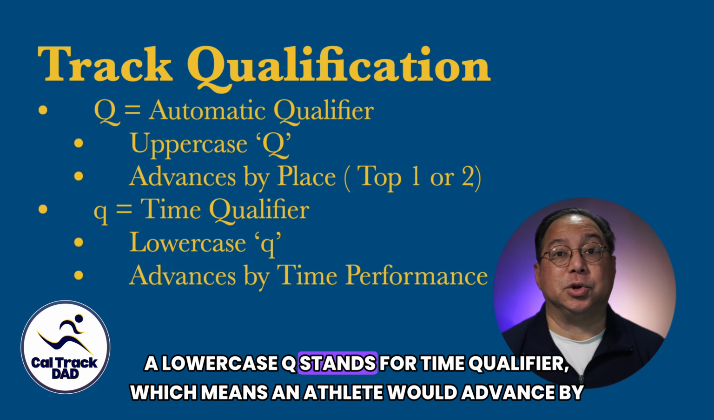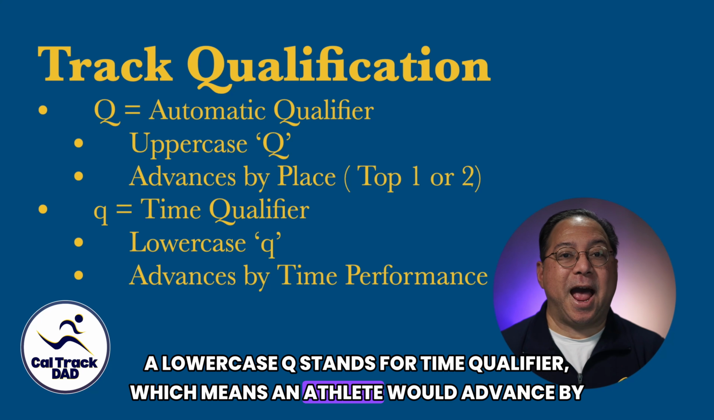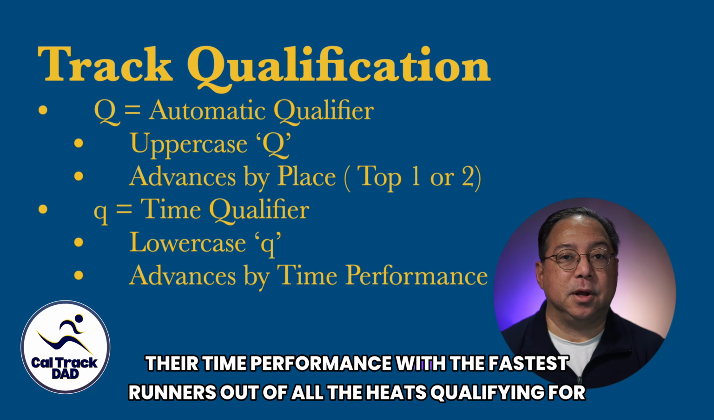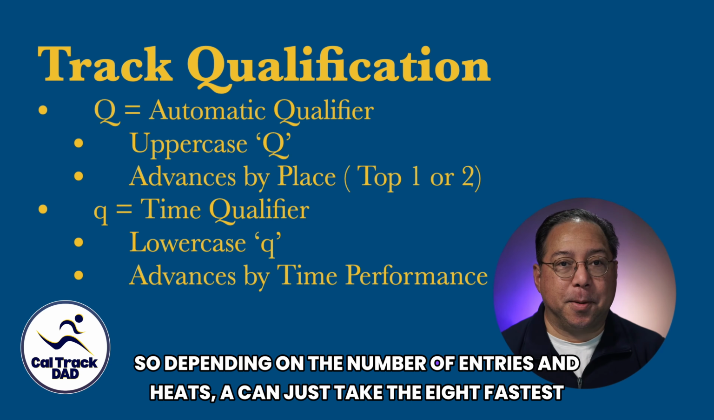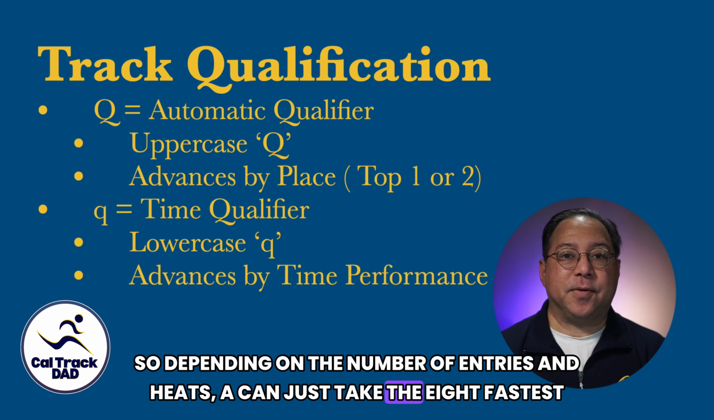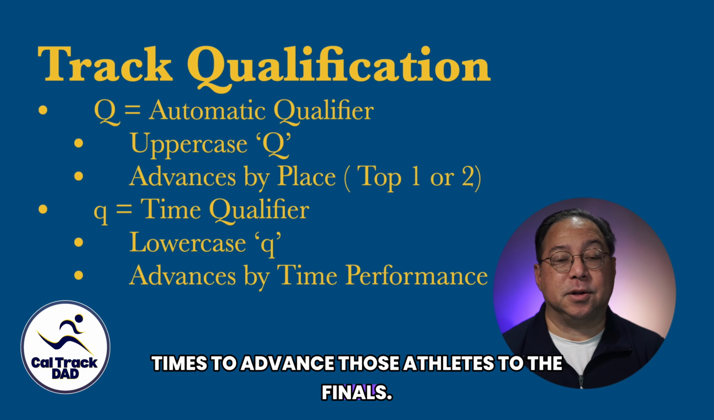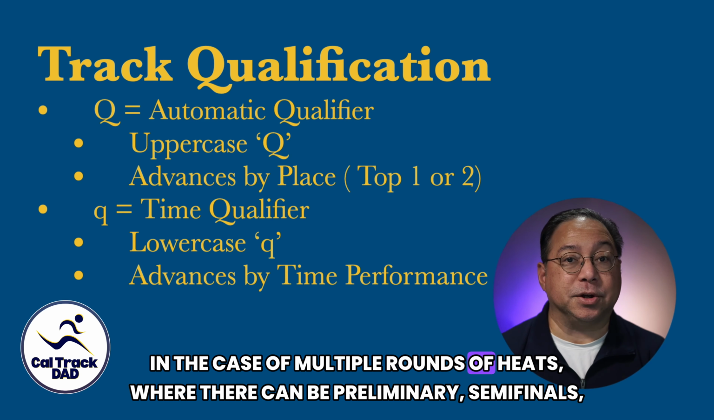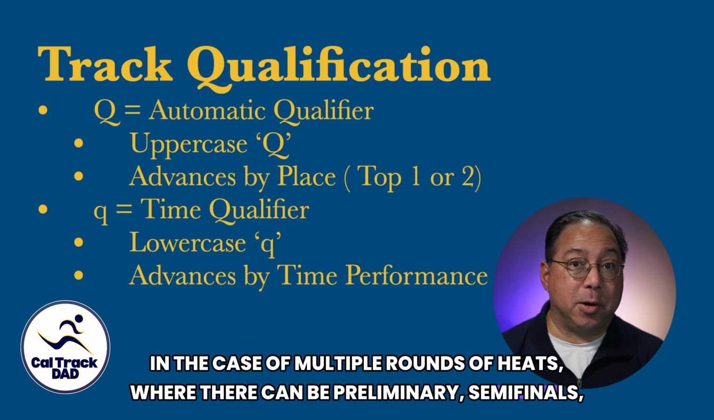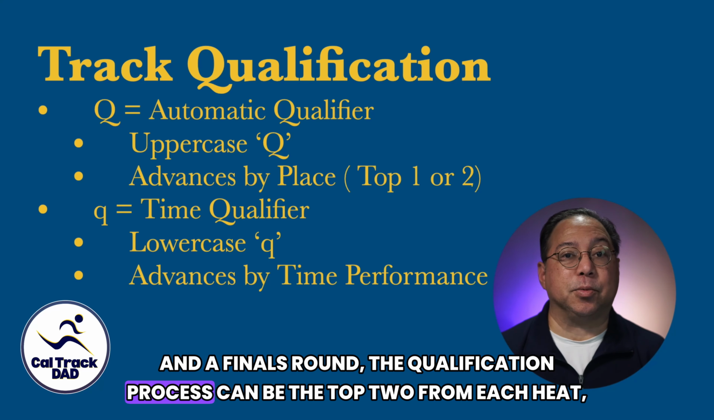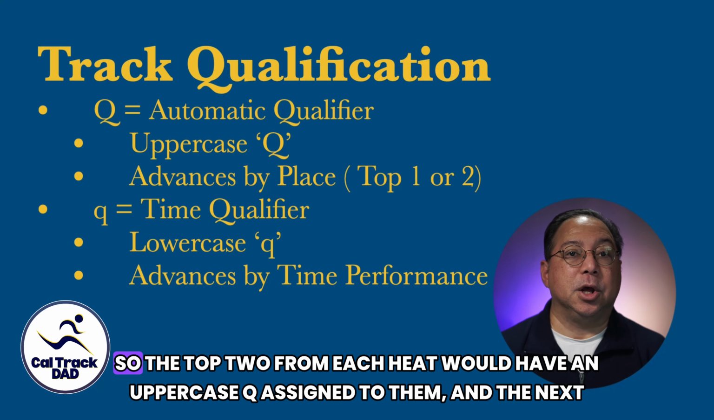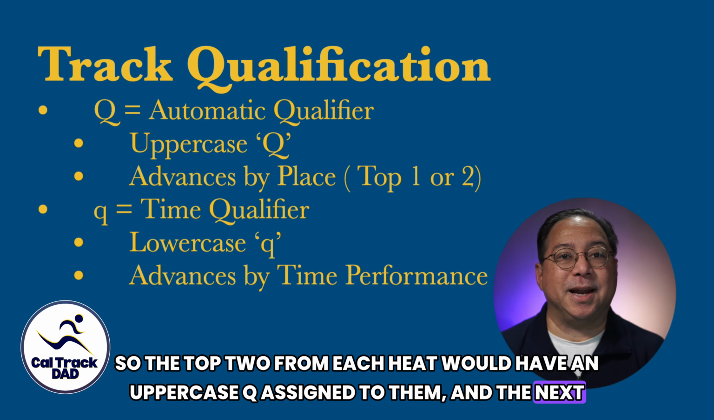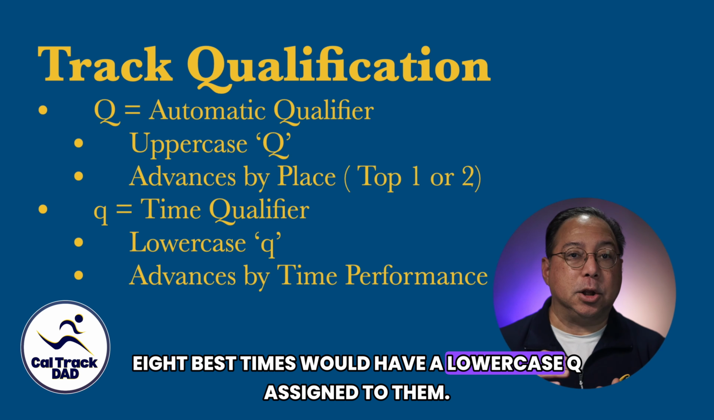A lowercase q stands for time qualifier, which means an athlete would advance by their time performance, with the fastest runners out of all the heats qualifying for the next round. So depending on the number of entries and heats, a meet can just take the 8 fastest times and advance those athletes to the finals. In the case of multiple rounds of heats, where there can be preliminary, semifinals, and a finals round, the qualification process can be the top 2 from each heat, followed by the next 8 best times. So the top 2 from each heat would have an uppercase Q assigned to them, and the next 8 best times would have a lowercase q assigned to them.